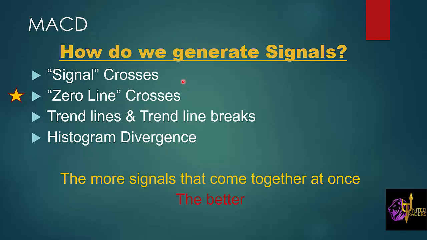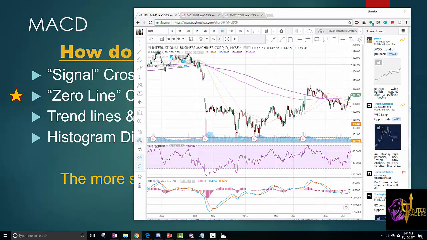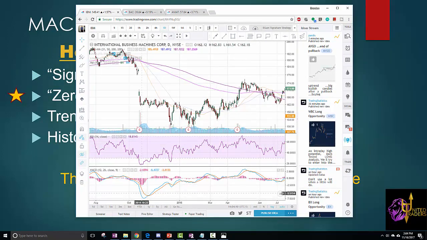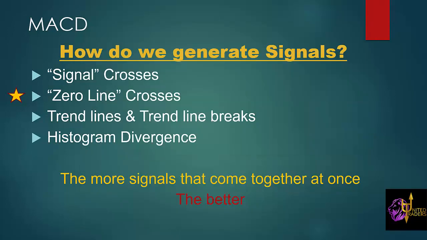Okay, so how are we going to use MACD today? What I just showed you, the traditional wisdom, is called a signal cross. When the blue line crosses the orange line, that would be considered a signal cross. The blue line is the 12 exponential moving average, and the orange line is the 26 exponential moving average. So that would be considered a signal cross.